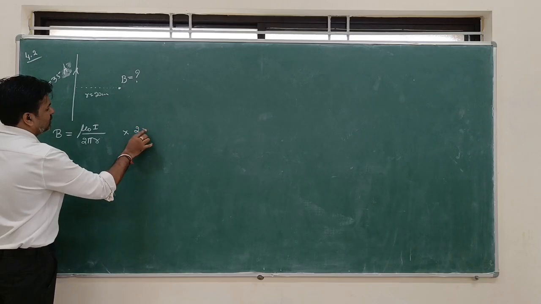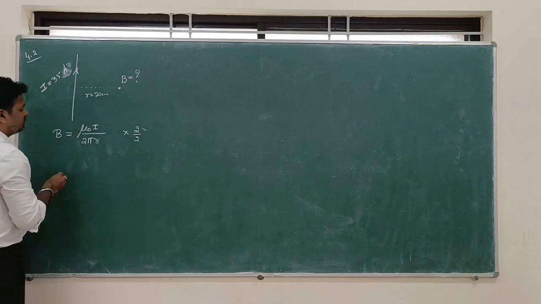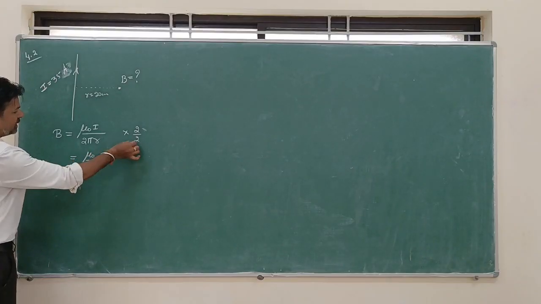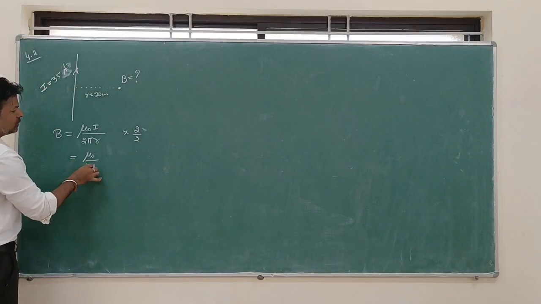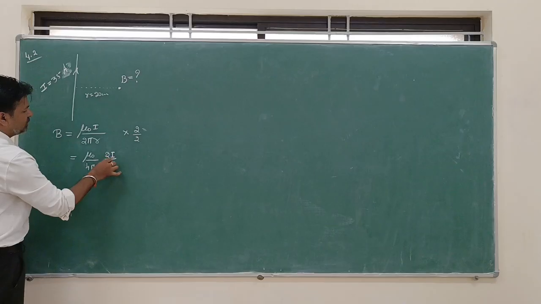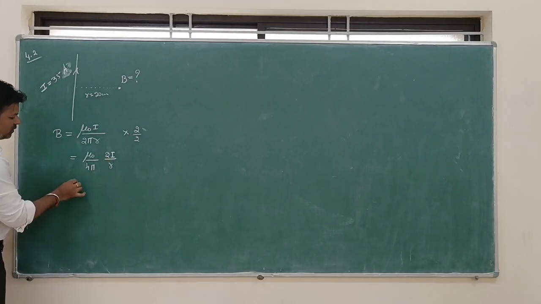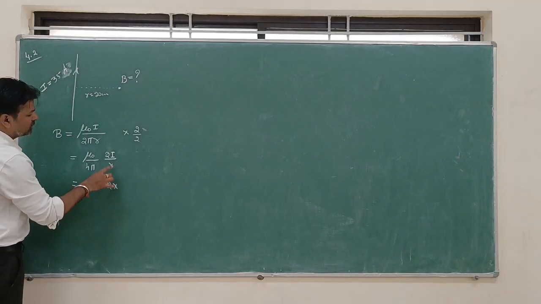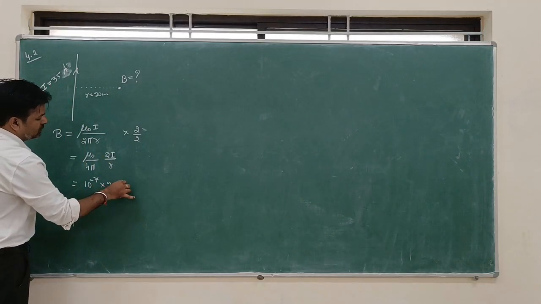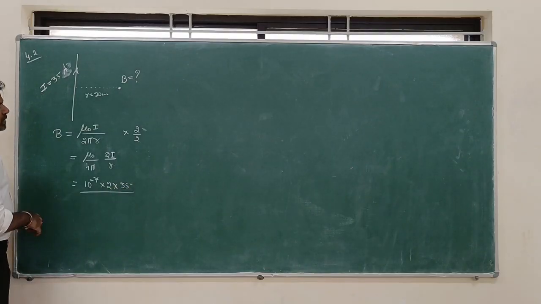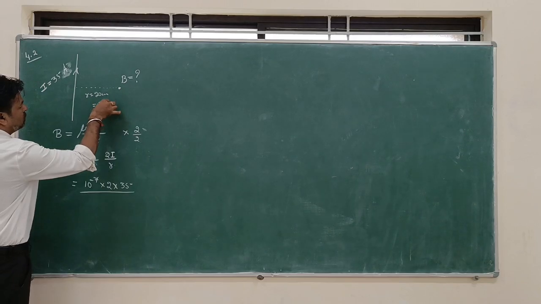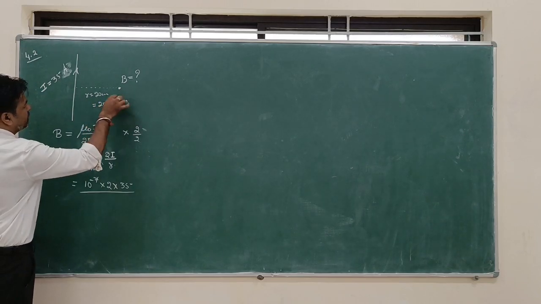B is equal to mu naught I divided by 2 pi R. Multiplying and dividing by 2, this becomes mu naught divided by 4 pi, into 2I divided by r. The value of mu naught divided by 4 pi is 10 to the power minus 7 into 2. I is 35 ampere and distance is 20 centimeter, means 20 into 10 to the power minus 2 meter.